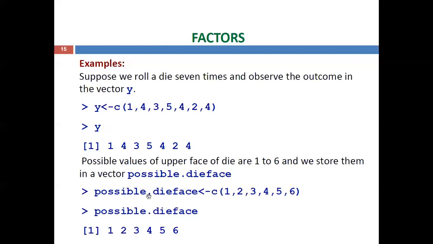So that is defined as possible.dieface equal to c of, the uppercase possible values 1 to 6. So you can store them in the order 1, 2, 3, 4, 5, 6. Then you can see, by calling the name possible.dieface, all the 6 combinations are displayed in the order. Further, we will use these values while defining the factor.